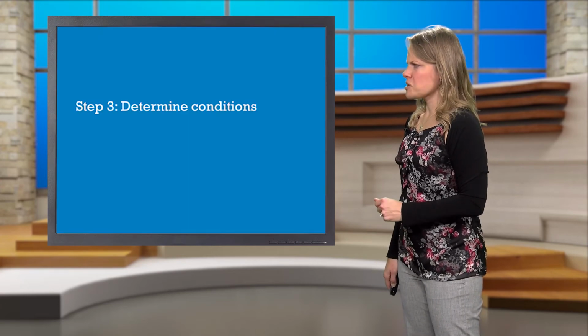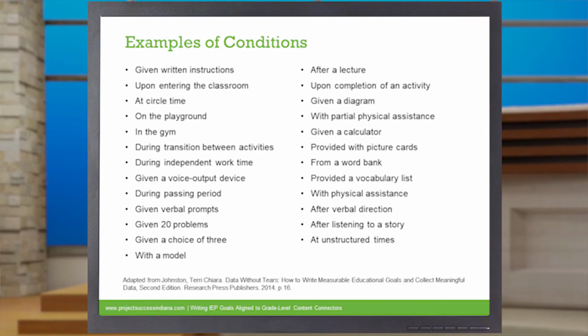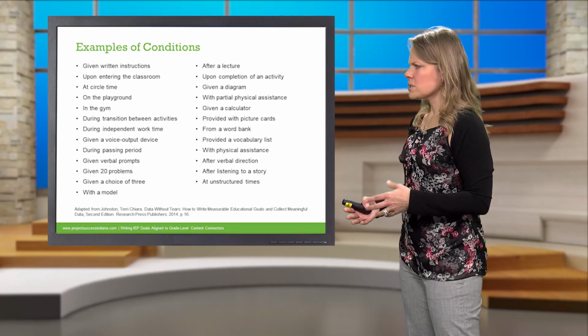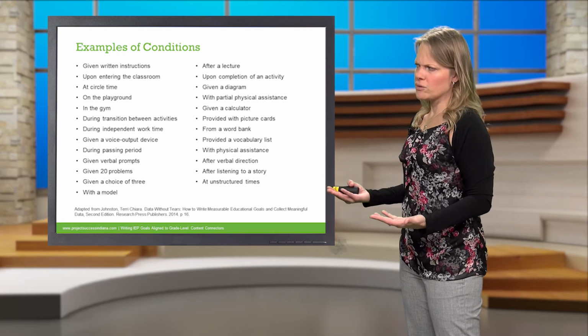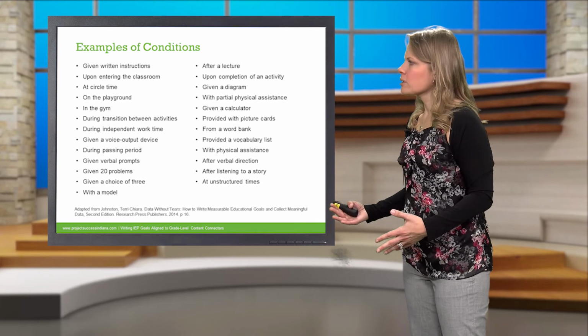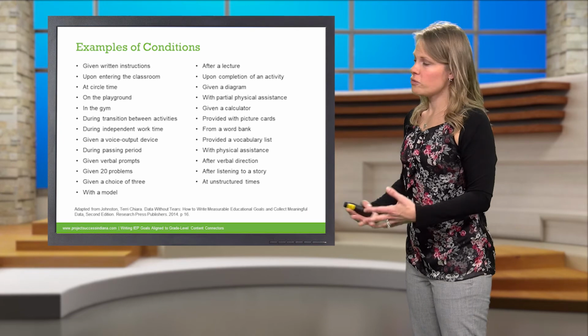All right, let's determine some conditions here. Here are just a few examples of conditions that you may use when writing an IEP goal. Not going to review all of them, but this gives you a pretty clear picture of what it might look like when you're saying a student's going to perform this skill or this behavior that you've identified. Well, under what conditions? It might be when they've been given written instructions or given verbal prompts. I would get a little more specific with that too. What kind of verbal prompt? Given a calculator, provided a vocabulary list. So under what conditions? They're going to have this going on around them when they're expected to perform this skill or behavior.